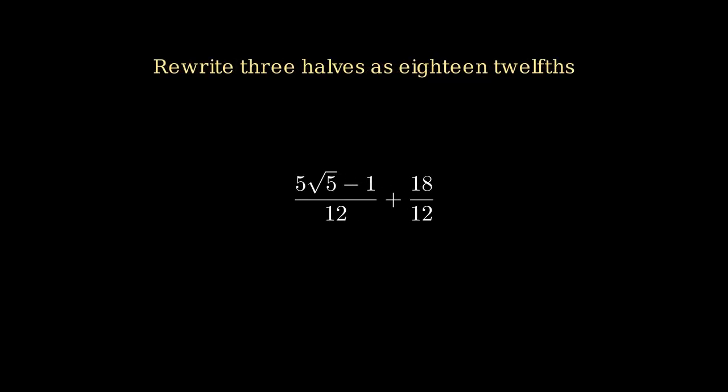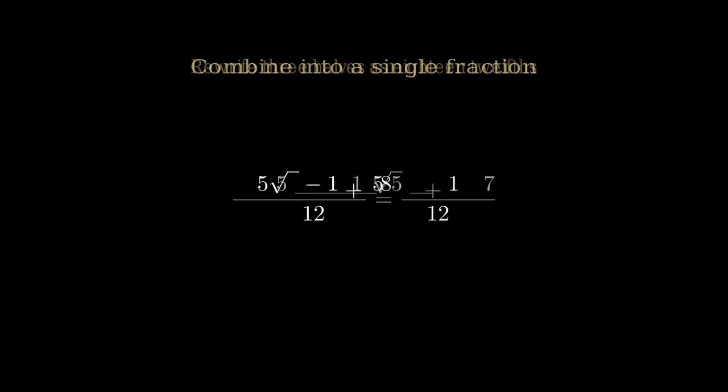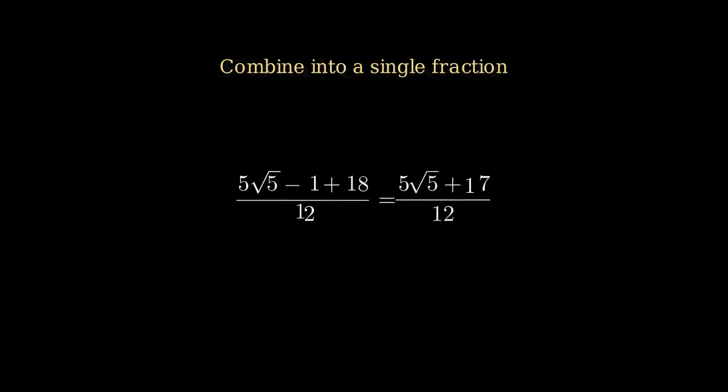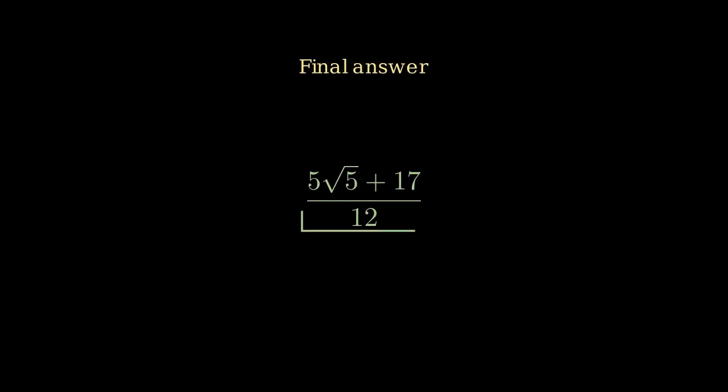Writing 3/2 as 18/12, so the fractions share a denominator, we get (5 root 5 minus 1) over 12 plus 18/12 equals (5 root 5 plus 17) all over 12. So the final answer is (5 root 5 plus 17) divided by 12.